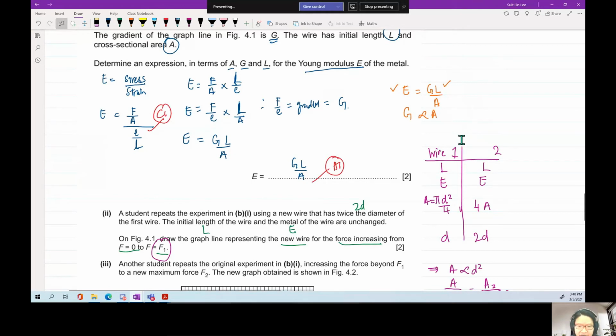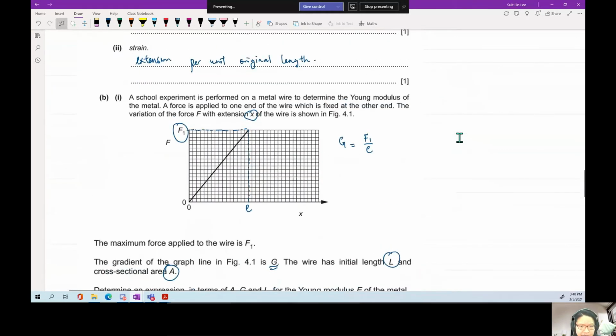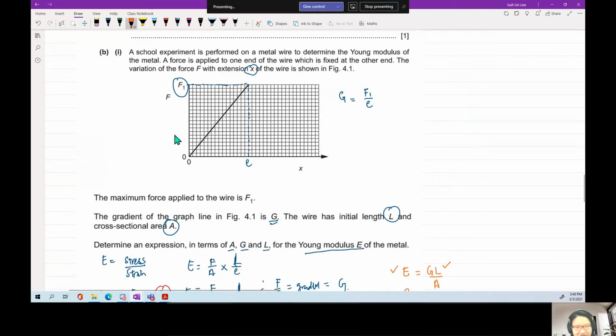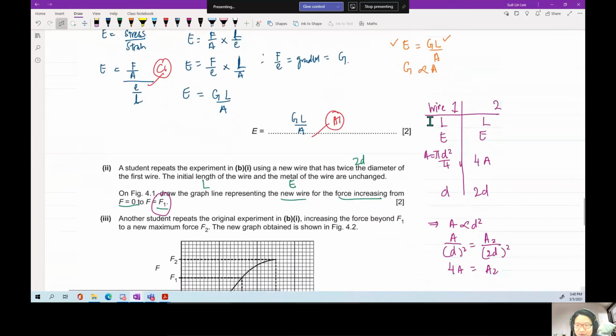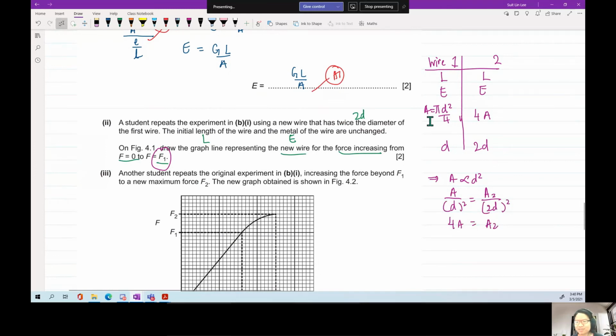So you're going to get the same shape. But if you think about this, right? Miss, if it's gradient 4 times, I cannot plot for F1. Yeah, lor. So something is wrong somewhere. What is wrong? Where is wrong in the consideration? If you think about it.